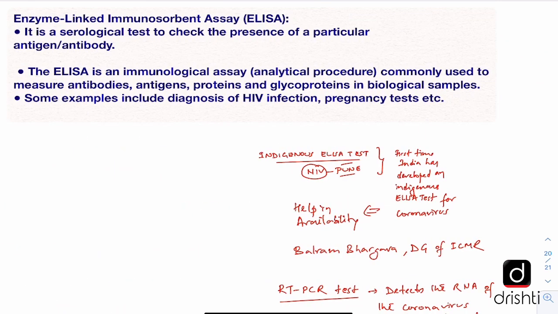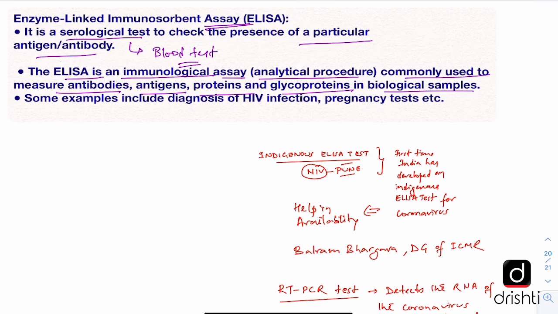Now let us look at ELISA. What is the ELISA test? ELISA stands for enzyme linked immunosorbent assay, and here assay means investigation. So it is basically a serological test. A serological test basically means a blood test to check the presence of a particular antigen or antibody. So ELISA checks for antibodies, and ELISA is an immunological assay, an analytical procedure commonly used to measure antibodies, antigens, proteins and glycoproteins in biological samples.